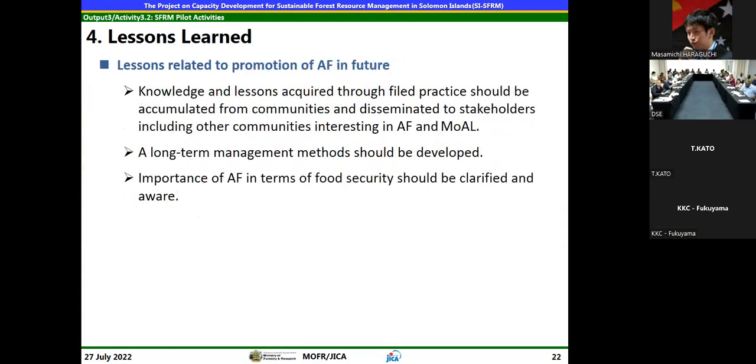Next, the lessons learned related to promotion of AF in the future. Knowledge and lessons learned acquired through field practice should be accumulated from communities and disseminated to stakeholders, including other communities interested in AF and more. Long-term management methods will be developed. The importance of AF in terms of food security should be clarified and covered.